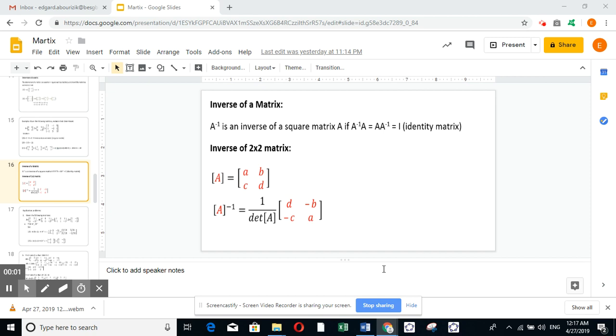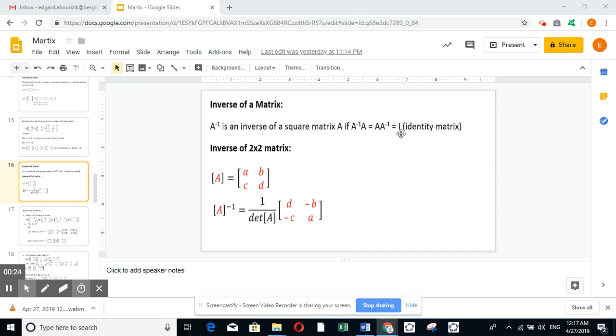Now we're going to start the third video on matrices. We're going to talk about the inverse of a matrix. Like in multiplication, the inverse of 5 is 1 over 5, and of 7 is 1 over 7. So for a matrix A, if the determinant is not 0, it has an inverse, denoted by A power minus 1. And A power minus 1 times A equals the identity matrix.